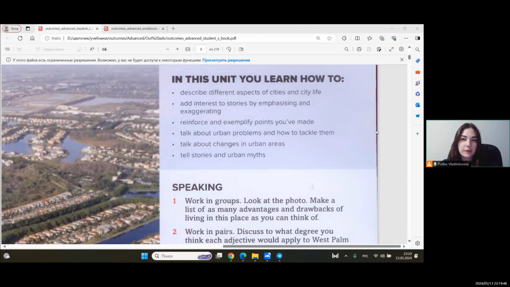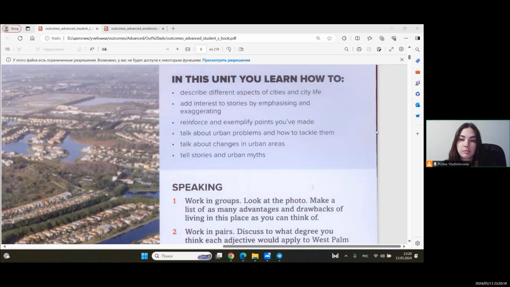Also, add interest to stories by emphasizing and exaggerating. So if you're emphasizing something, you put special stress on what you're saying. And if you're exaggerating, you name things not big, but enormous. But in reality, they are big, you see. Reinforce and exemplify points you've made. So make your points stronger and give examples, typical examples on points you've made.